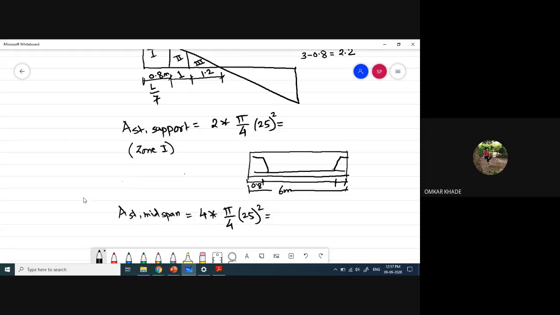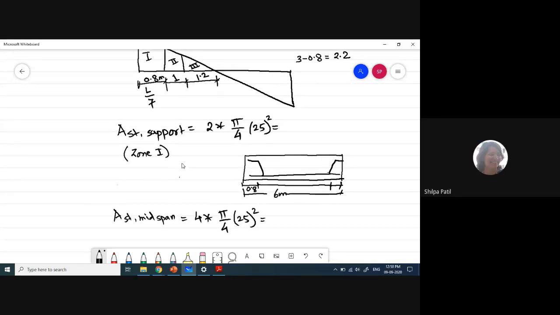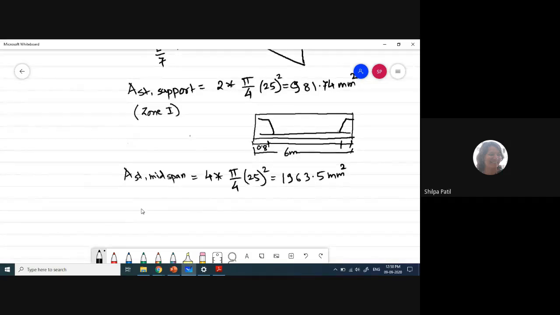The first one is 981.74 mm squared. And second, 1963.5 mm squared. So this AST we will be using for zone 2 and zone 3.